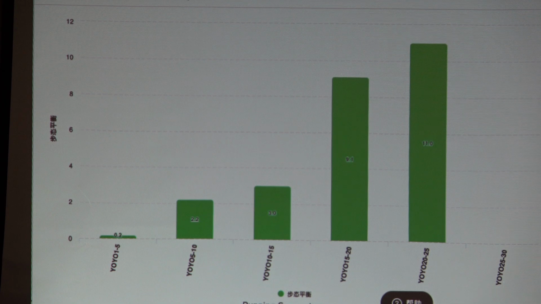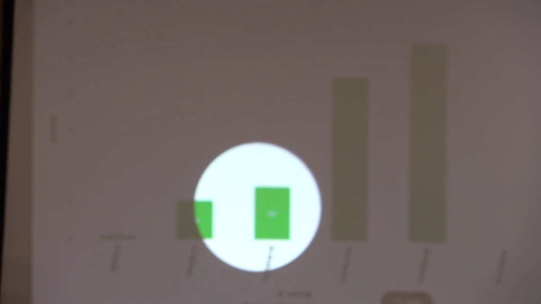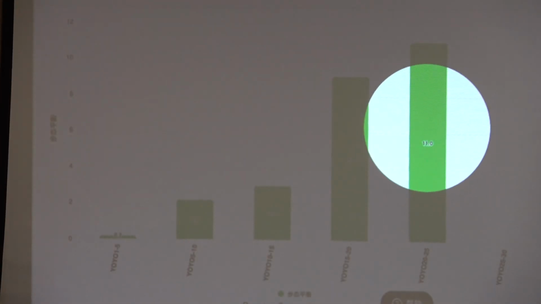And for this player, the running symmetry, we can also see the same at the beginning. Left and right is more or less the same, and then it will be increased to 11% at the end of the test.